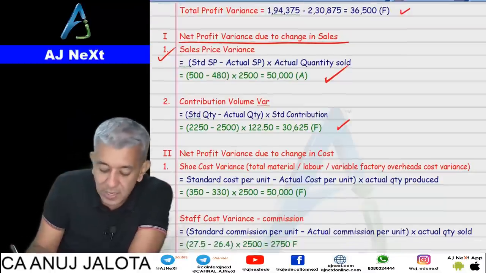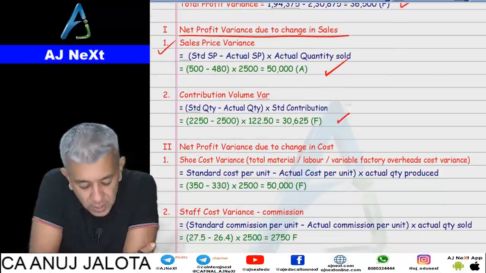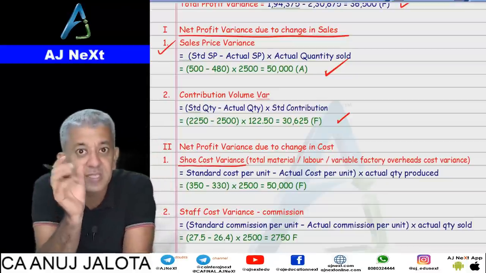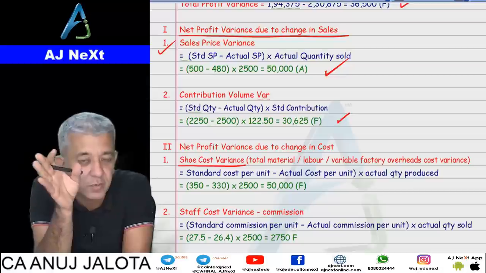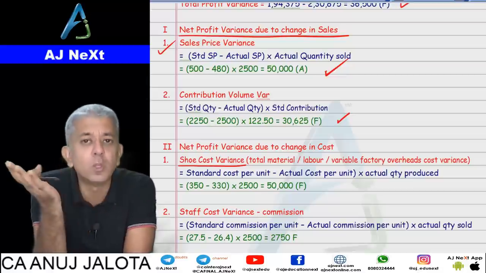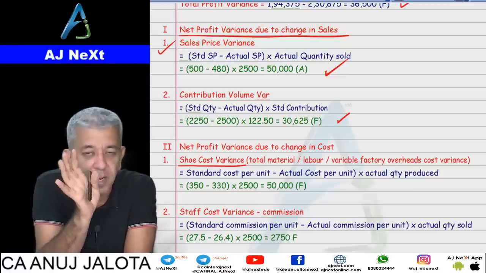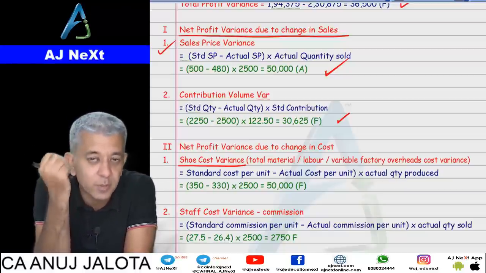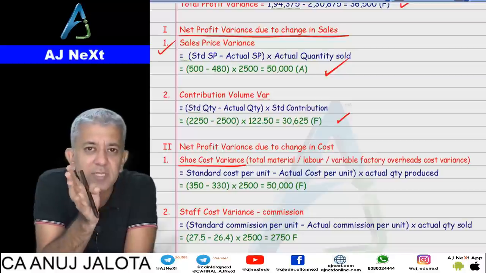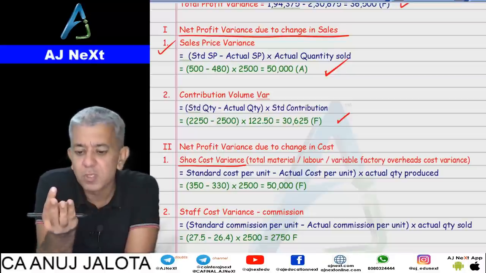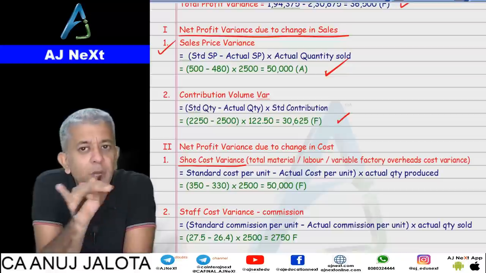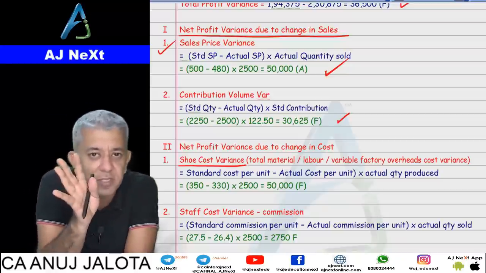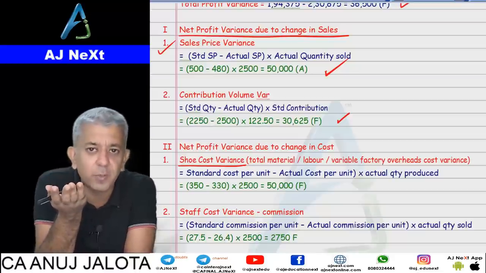Further, net profit variance due to change in cost. In that, we are going to have cost variance. This is DM, DL, variable factory overheads. Now, how do you compute all those things? If you think, for example for material, my first variance is standard material cost minus actual material cost. Can you say standard material cost means standard material cost for actual output? No, because material, labor and variable overheads are all dependent upon output. In this question, material, labor and variable factory overheads are not given separately. A single cost is given. We'll do that.